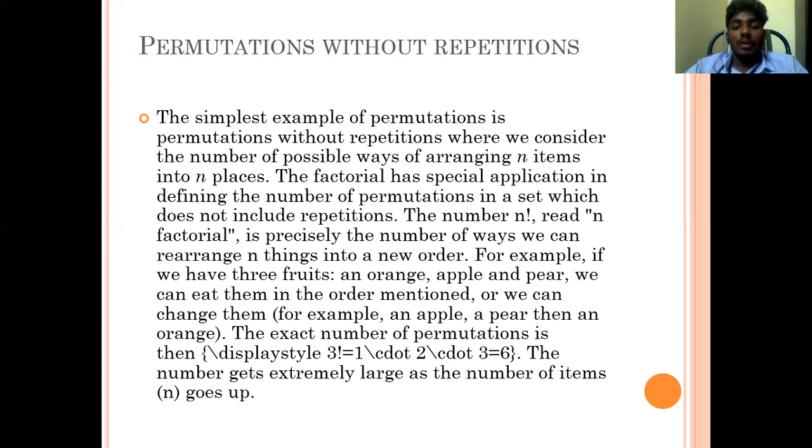For example, if we have three fruits, an apple and a pear, we can eat them in the order mentioned or we can change them. For example, an apple, a pear, then an orange. The exact number of permutations is then 3 factorial = 1 × 2 × 3 = 6. The number gets extremely large as the number of items n goes up.